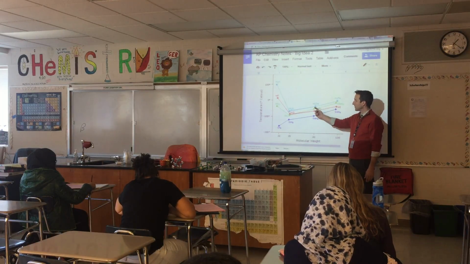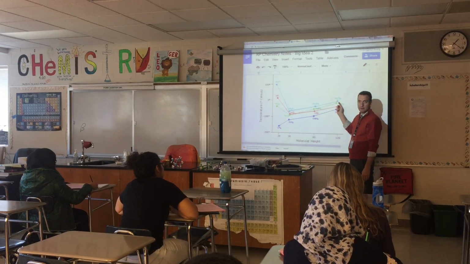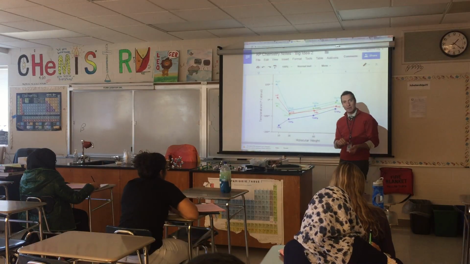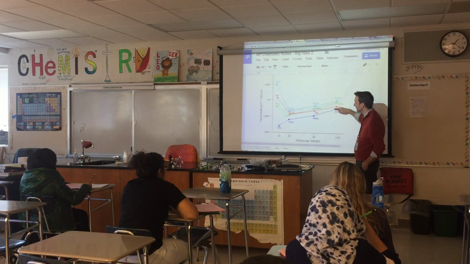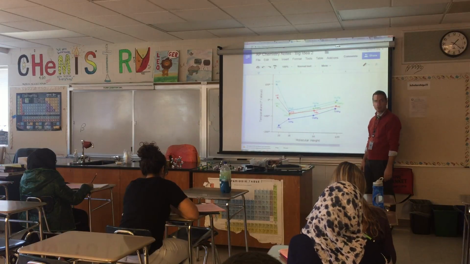This molecule is bigger than this one, so its London dispersion forces are stronger. Okay? Now, just like we talked about with wax and water, even a nonpolar molecule, if it's big enough, can have stronger intermolecular forces than a polar molecule. Right?